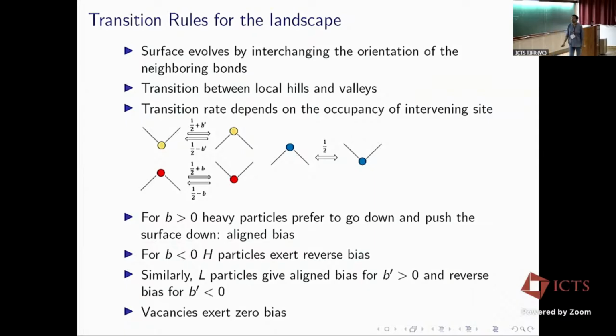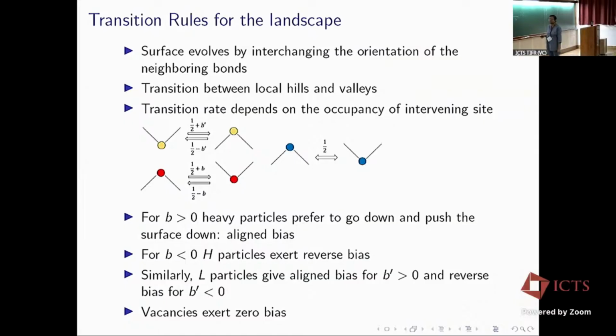And these are the transition rules for the landscape or the surface. The surface evolves by interchanging the orientation of neighboring bonds. So if you have, let's say, one downslope, one upslope, it can interchange position and become upslope, downslope. We also call them local valley and local hill because of the shape. And this rate depends on which particle is present at the intervening site. If it is an H particle, then a local hill goes to a local valley with a rate half plus B. The reverse process happens with a rate half minus B. For an L particle, the rates are half plus B prime, half minus B prime.